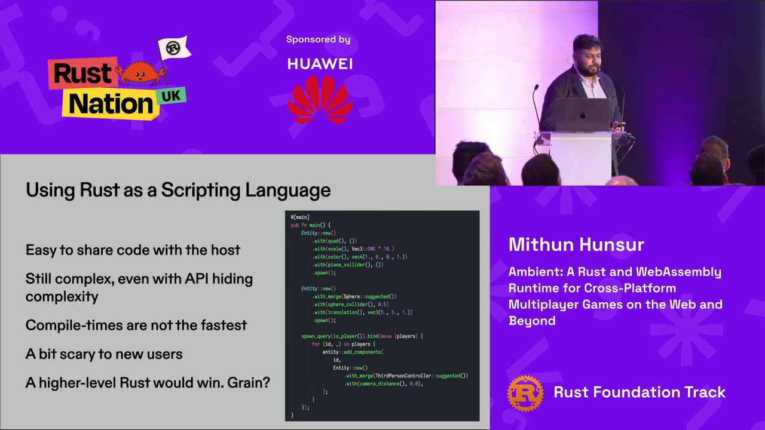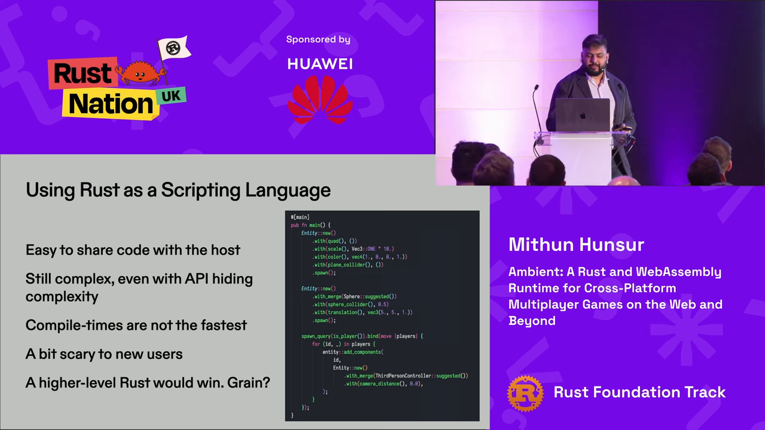We also had a concern that Rust might scare off potential users. We found users were fine with it once they got used to it, but it was definitely a barrier to entry. We think a slightly higher level language might be better for this use case, but we're not sure what that would look like. Maybe Grain, which is like an ML-like language targeting WebAssembly. Pretty cool, check it out.